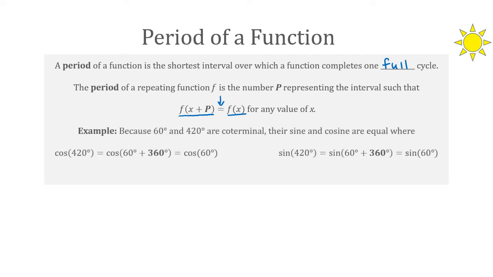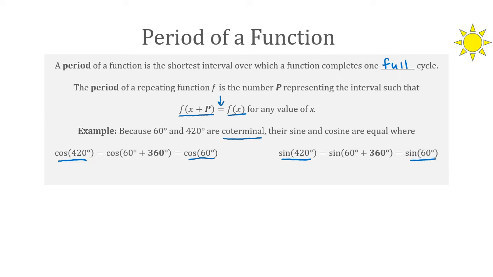Now, let me show you an example. We know that 60 degrees and 420 degrees are coterminal because they share the same terminal side. What that tells us is that their sine and cosine are equal, where the cosine of 420 degrees is equal to the cosine of 60 degrees, and the sine of 420 degrees is equal to the sine of 60 degrees.